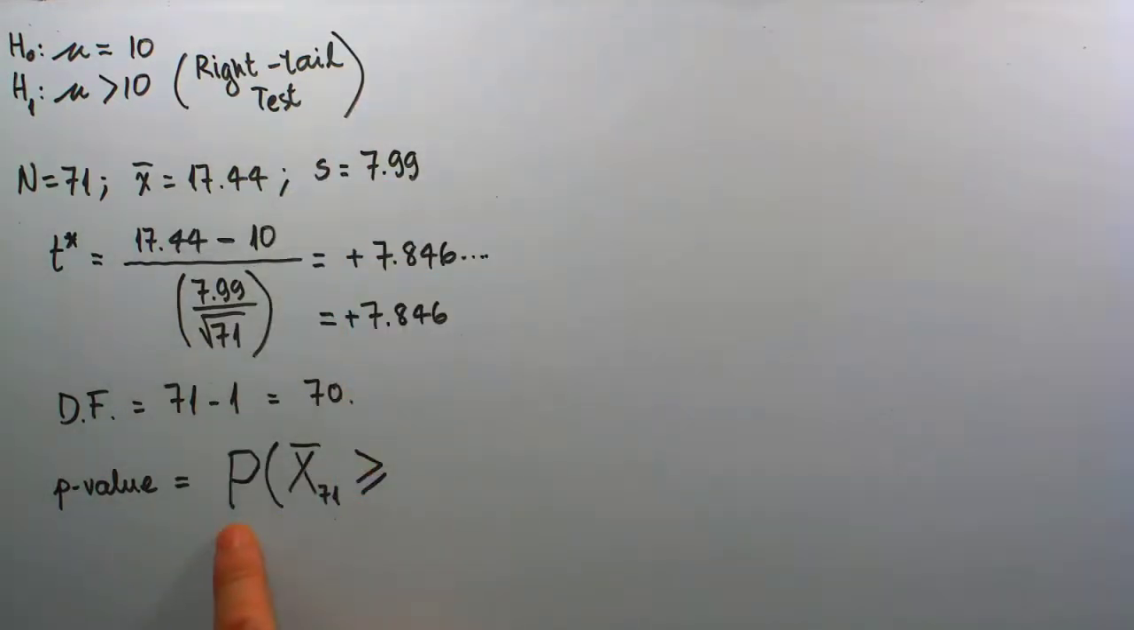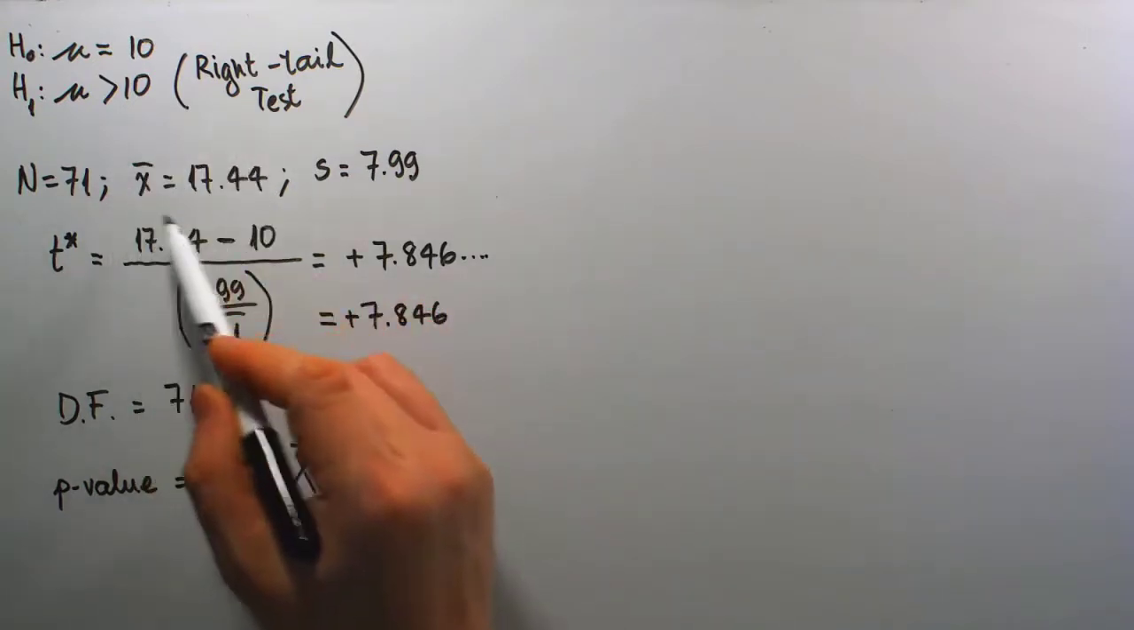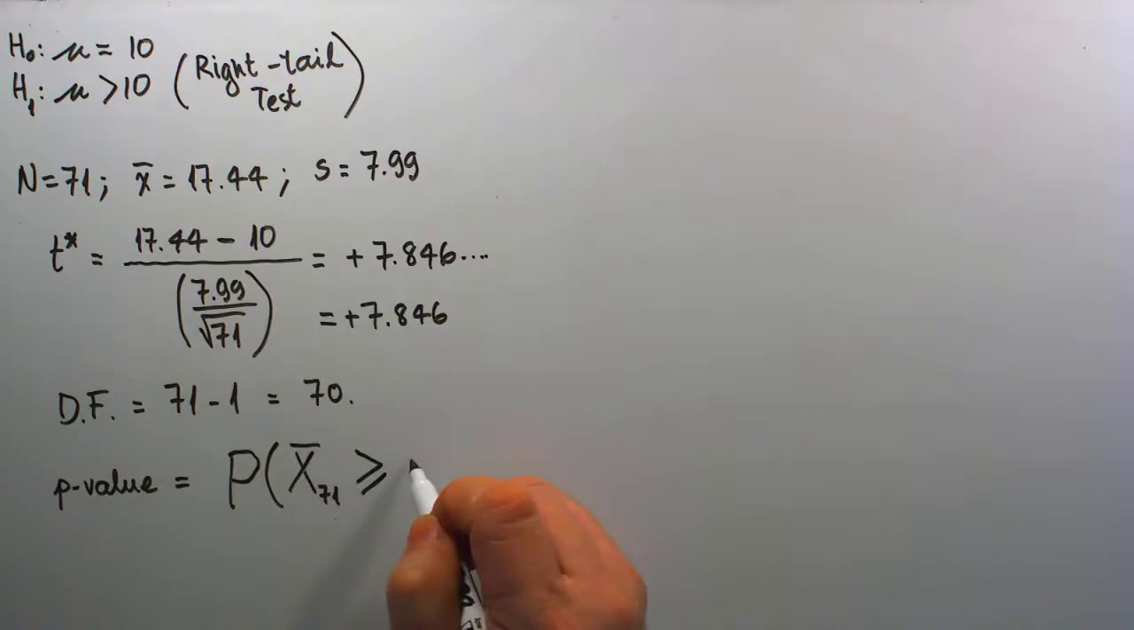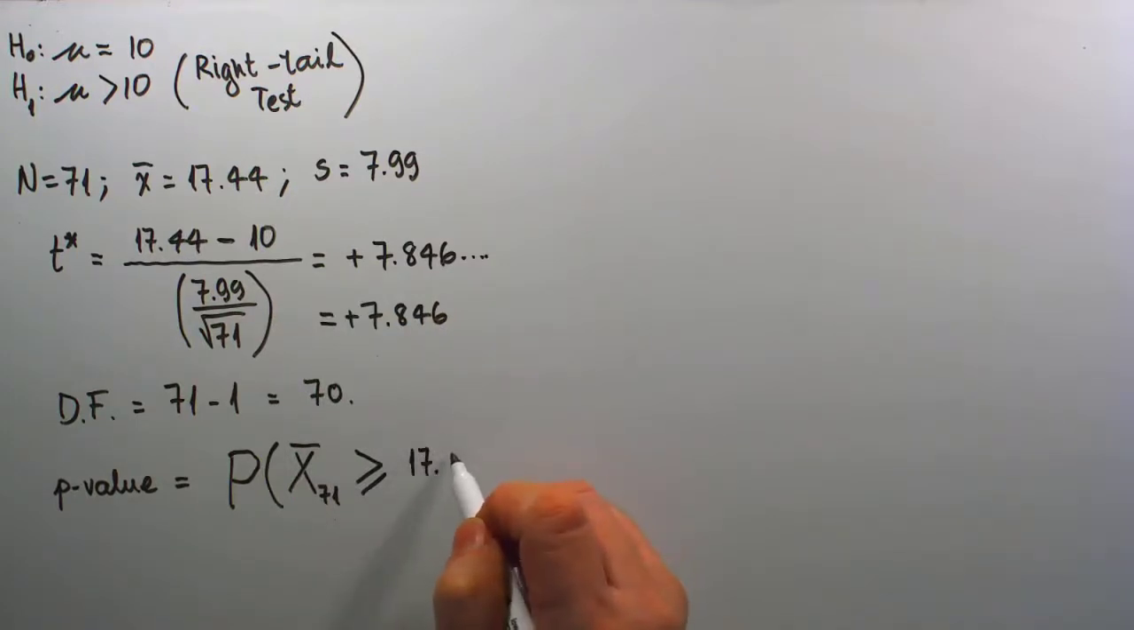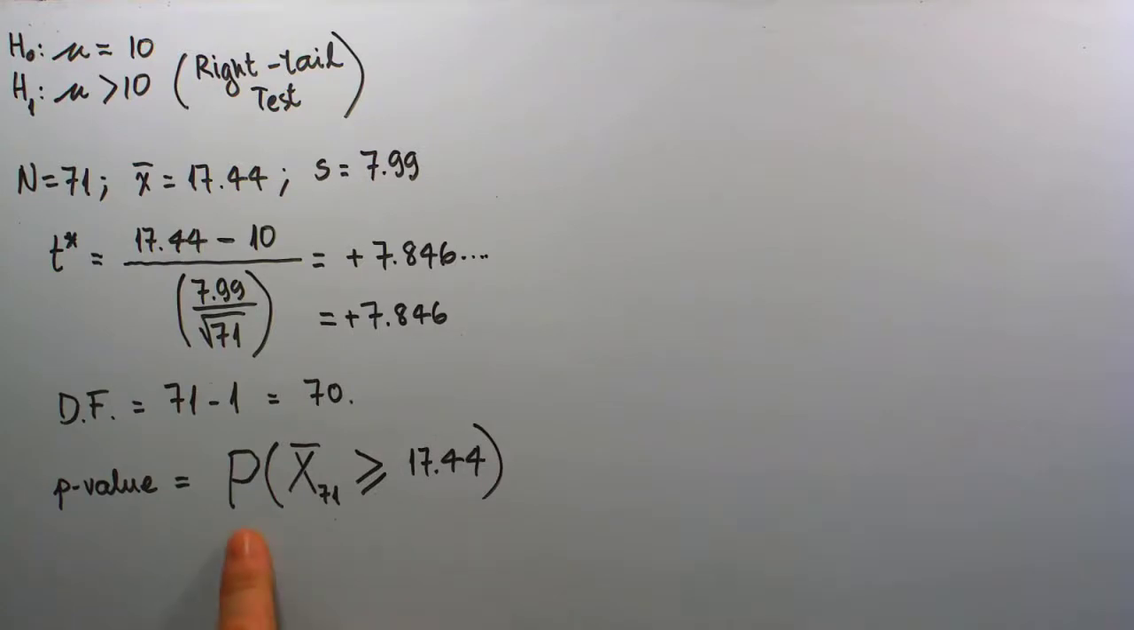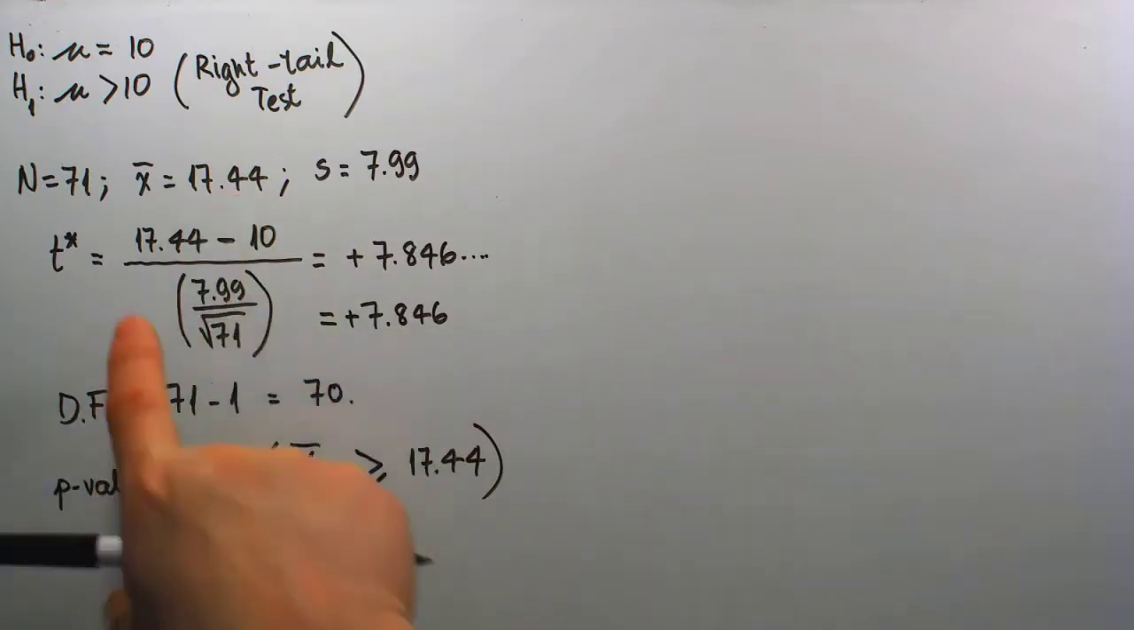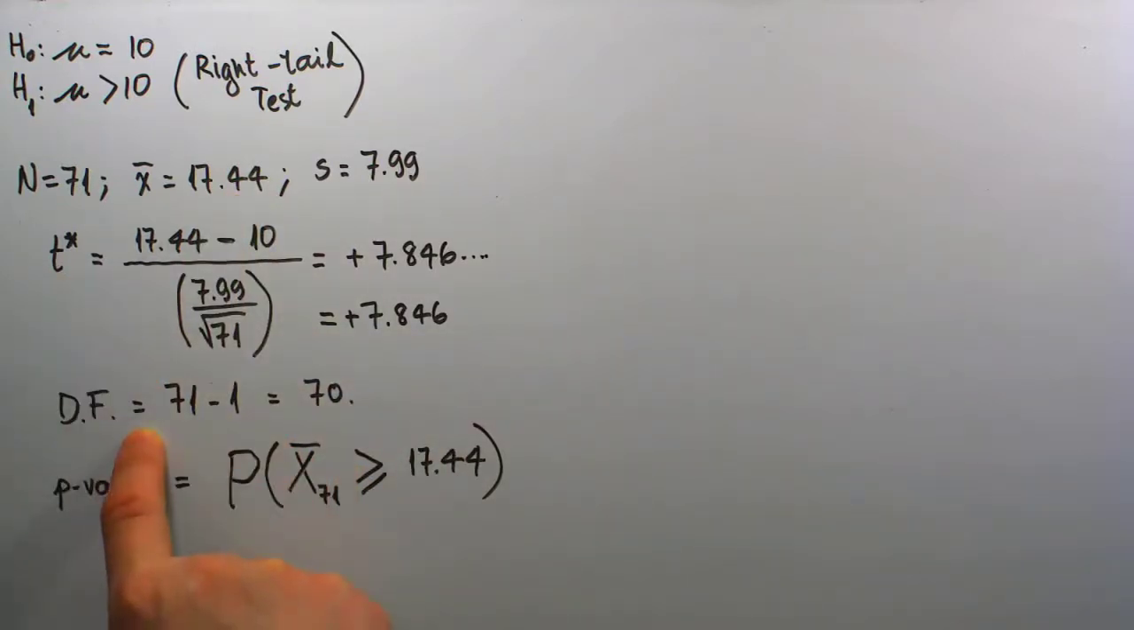So now in a probability calculation setup right here, I'm going to use an inequality that points to the right hand side. And now I am going to use this sample mean to complete our symbolic probability problem setup. So again, the statement here is saying that we want to find the probability that a sample mean at size 71 will be greater than or equal to 17.44. And that's how we're setting up the calculation for the final p-value of our current sample. So after getting t star and degrees of freedom of our sample, the next step is immediately to find the p-value for our sample.